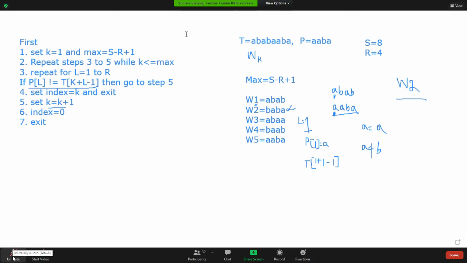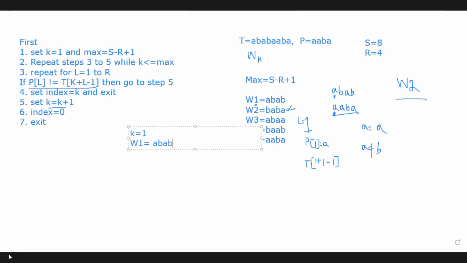Yes, ma'am. Our first substring, when K equals 1, we will take the first substring W1, that is AB. Okay, in this substring W1, we have 4 characters, right? And in the pattern, there are also 4 characters. So we have to use the inner loop where we'll use the variable L. The value of L will start from 1 to R, that is 4. The value of R is 4, right? That means we have to test all the characters of the pattern with the characters of the substring.